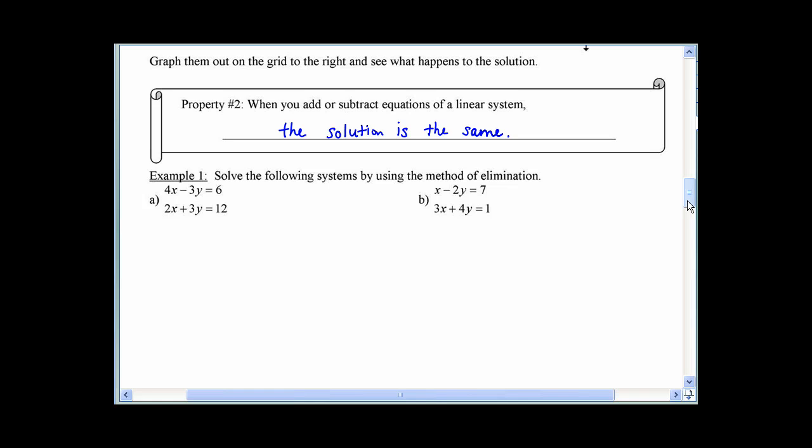So you're going to be looking to either add or subtract the equations to get rid of a variable. So in example 1a, notice that the coefficients for the y's are both 3 and 3. I know the signs are different, but at least the magnitude is the same. So now you should be able to either add or subtract to get rid of the y's. Since one is negative, one is positive, to get rid of it, I think we're going to have to add it.